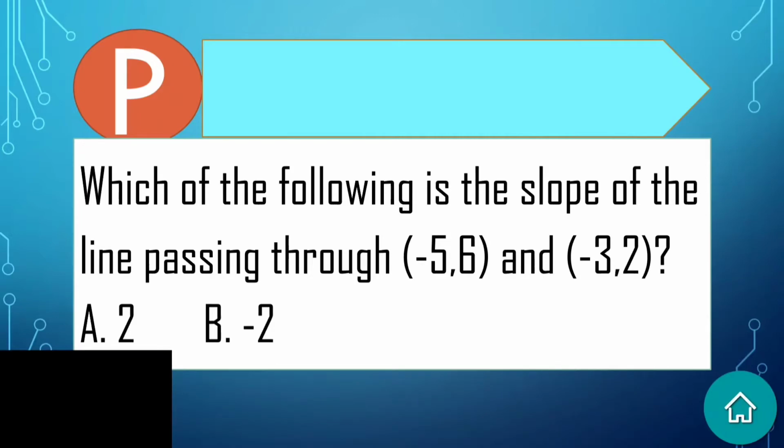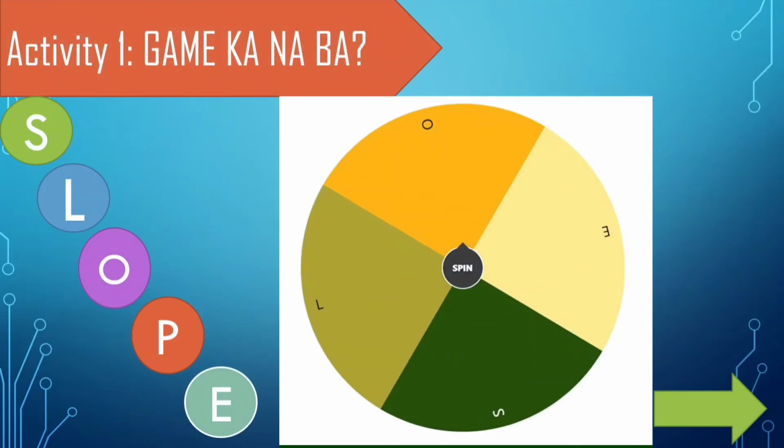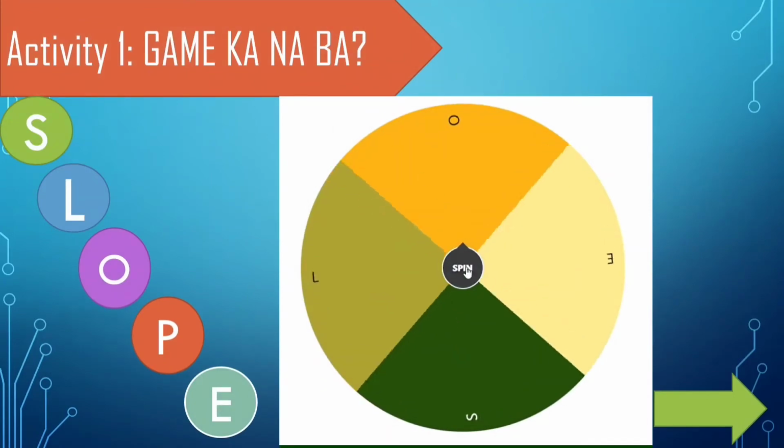Okay, so let us reveal the correct answer. So B is the correct answer, which is -2. Did you get it? Okay, so I hope you get it. So let's proceed to the next spin. Okay, so let's have another spin. What is your guess?